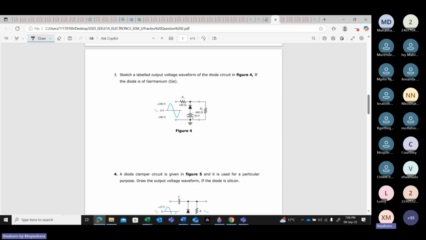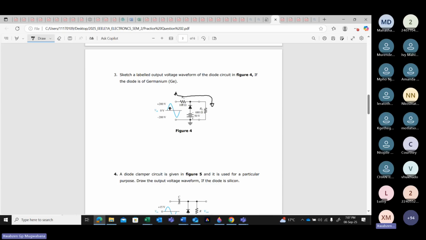Therefore, now you go and check. During the positive cycle, what's going to happen? The diode is going to switch off. Are we together? During the positive cycle, the diode will switch off. When the diode switches off, your current is moving like this, but this is happening during the positive cycle.